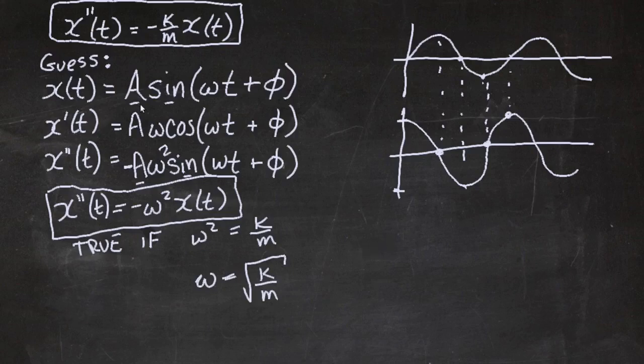What do these constants mean? A, omega, and phi? Well, let's take a look using Desmos.